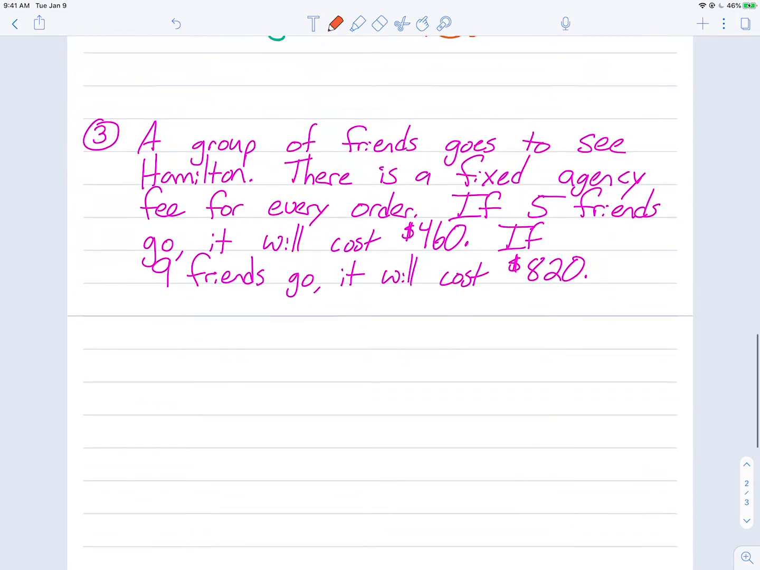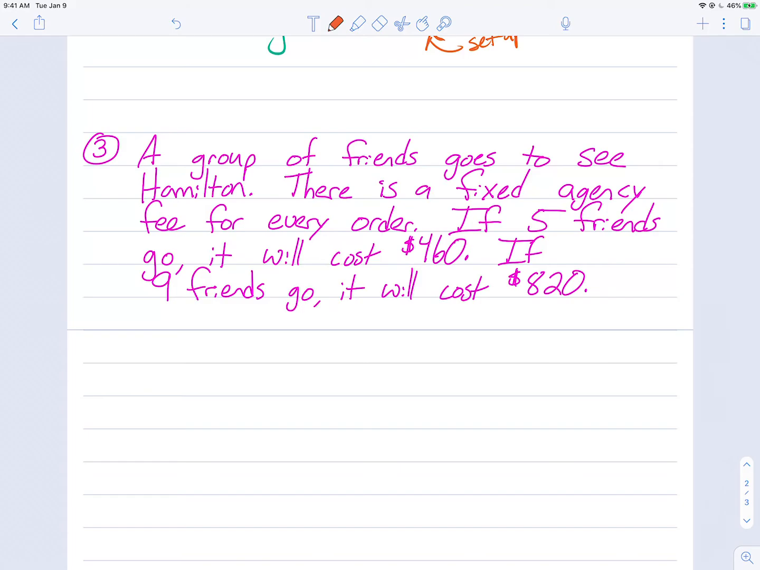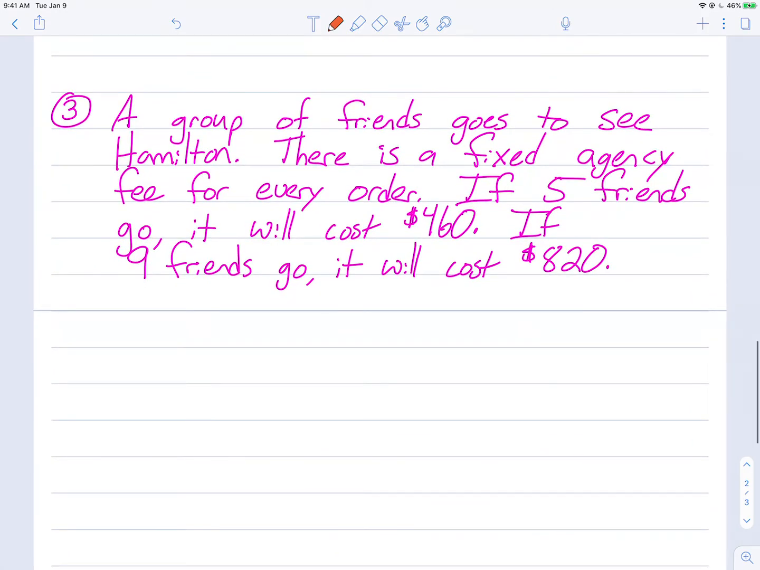Okay, last problem. A small group of friends goes to see Hamilton. There is a fixed agency fee for every order. So in other words, you order a bunch of tickets and you owe a service fee for them actually getting your tickets together. If 5 friends go, it will cost $460. If 9 friends go, it will cost $820.